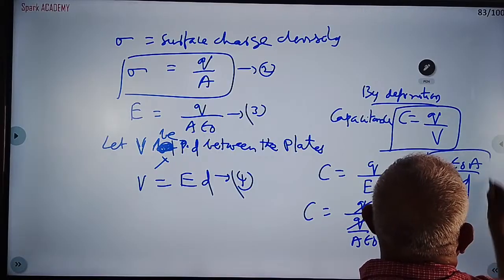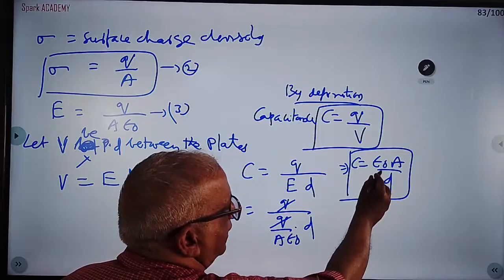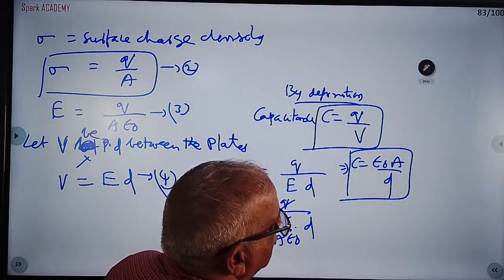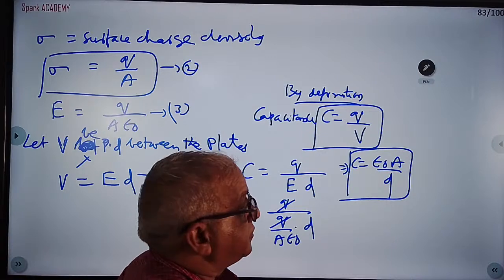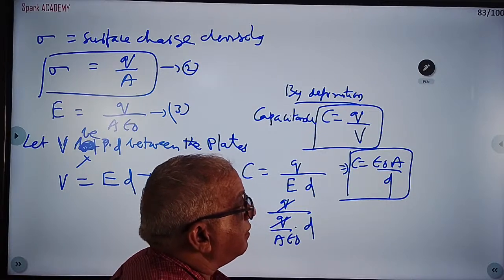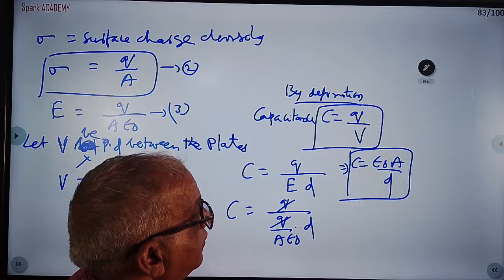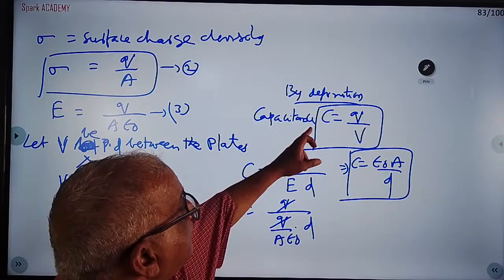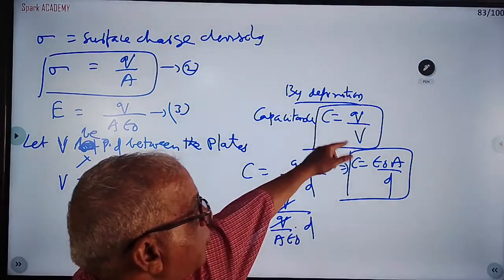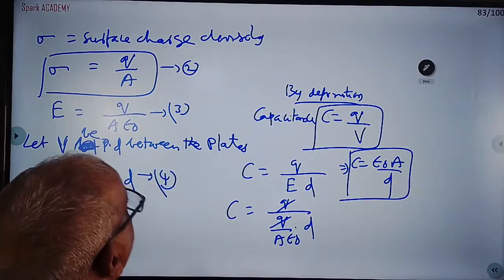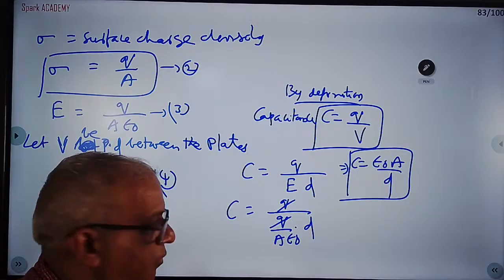What is the parallel plate capacitor formula? C is equal to epsilon naught A by D. Epsilon naught is the permittivity of air. Write this in the examination. A is the area of each plate, and D is the distance between the plates. So capacitance C, by definition, is equal to Q by V. The basic definition of C is Q by V, charge by potential difference. So these many steps are there. Write very carefully and practice a number of times. This is a very, very important question.